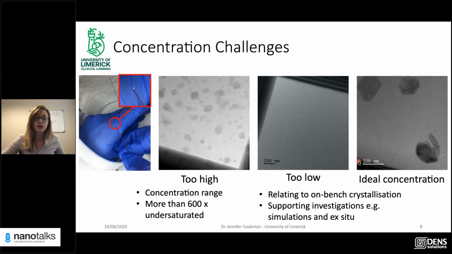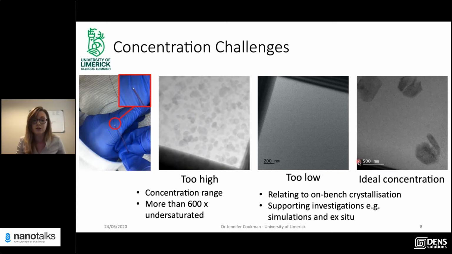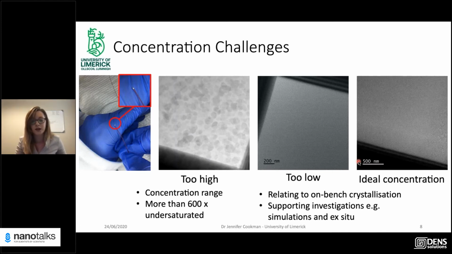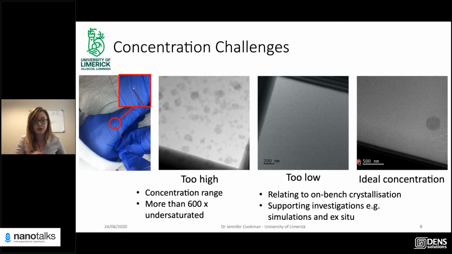So that's one of the biggest challenges when dealing with these organic pharmaceutical crystals: trying to get that ideal concentration, and then also trying to relate it to the on-bench crystallization, especially when the supersaturation is so high on the bench, but then you're using such an undersaturated solution in the liquid phase experiments.